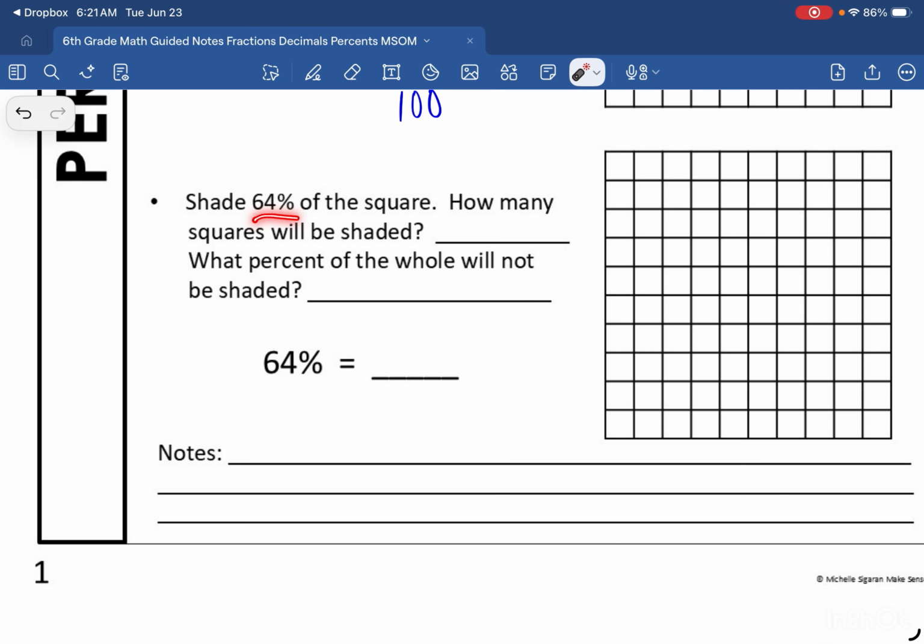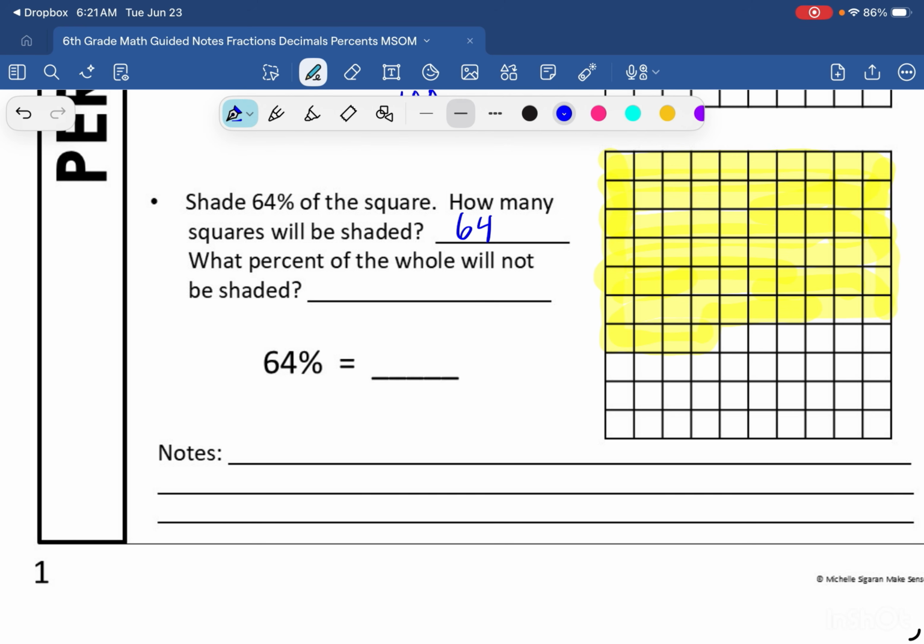Shade 64% of this square. How many squares will be shaded? Well, same idea. If each square is 1%, then we are going to shade 64 squares. What percent of the whole will not be shaded? Well, if there are 100 squares and 64 are shaded, then that means 36% are not shaded. And then it says 64% equals 64 out of 100.